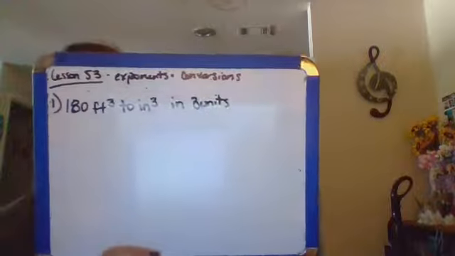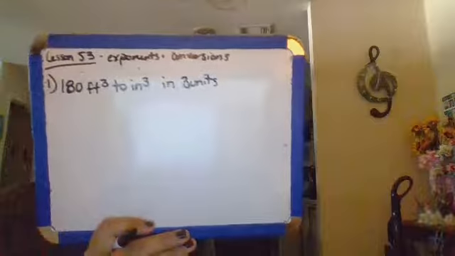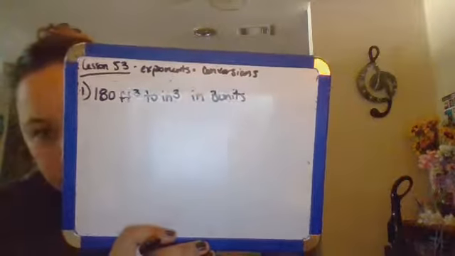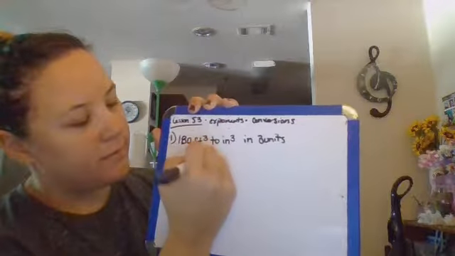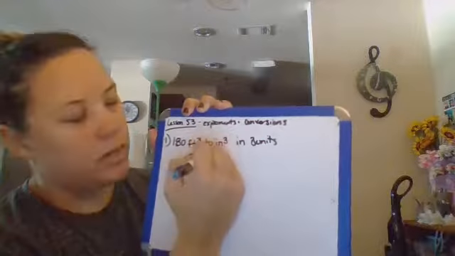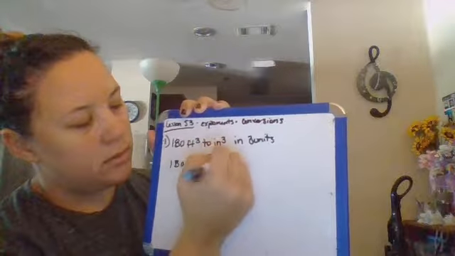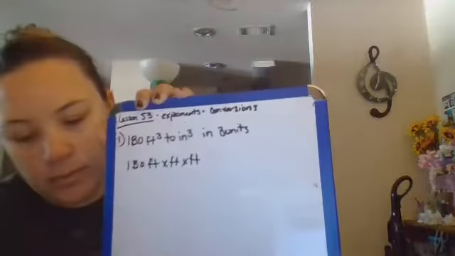All right, so the first one, we are going to convert 180 feet cubed to inches cubed in 3 units. So if we break this down, we have 180 feet times feet times feet. That's the cubed.